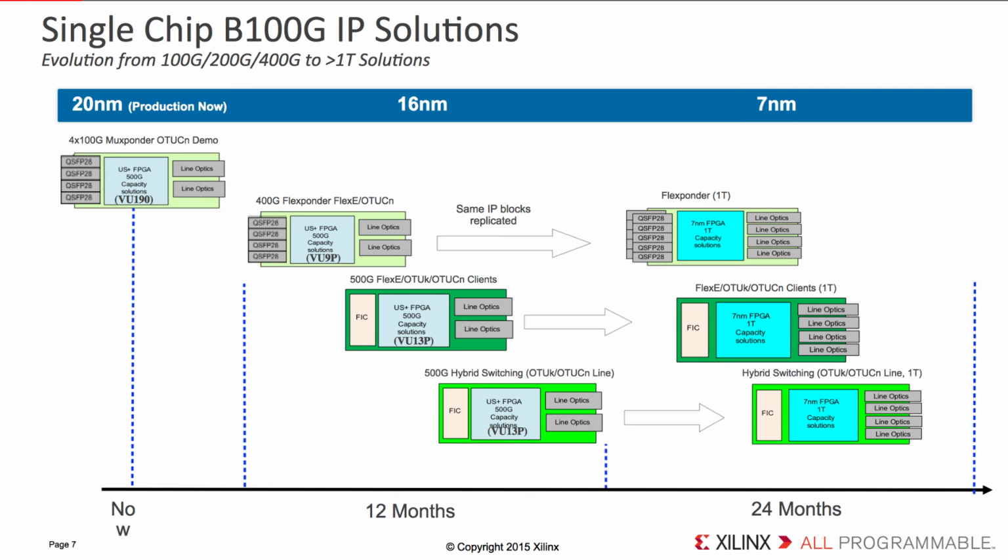And then 24 months out, we will be looking at a single chip 1 terabit solution, okay? So now we have a single chip 400 gig fixed Ethernet, but 400 gig line side. For the next 12 months, okay, we'll add additional features with our 16 nanometer FPGA to support flexible clients. And then 24 months out, we will really scale it to 1 terabit. And here I'm talking about one silicon supporting 500 gig moving to 1 terabit.